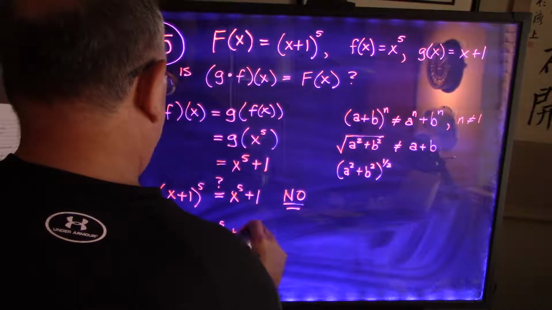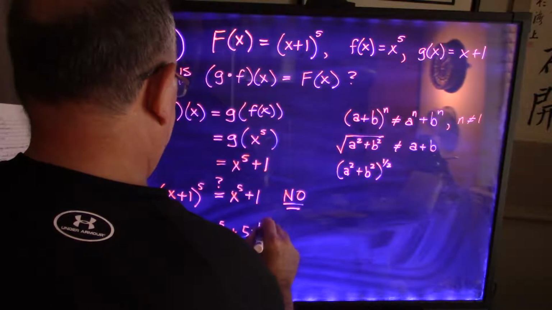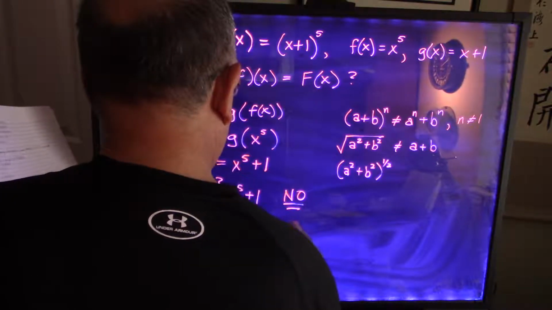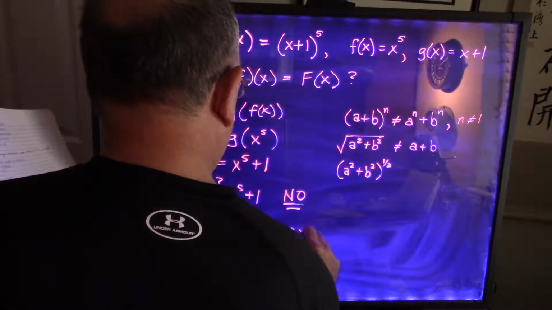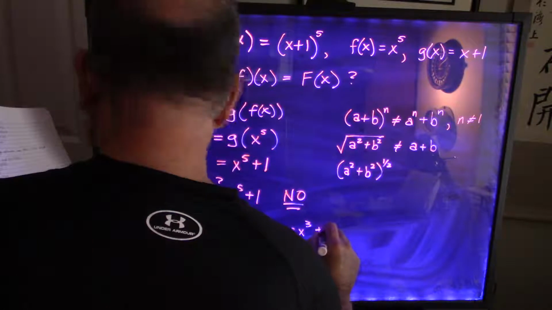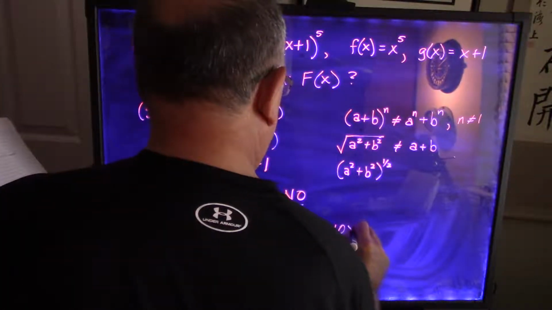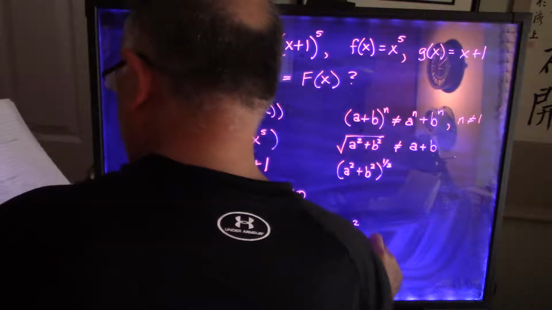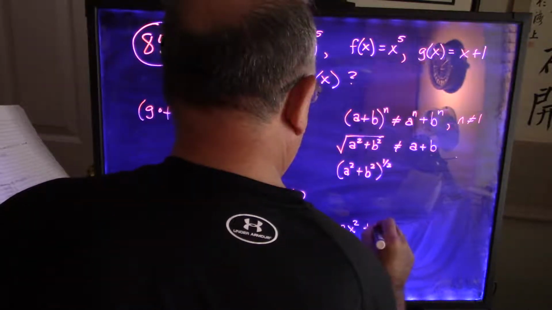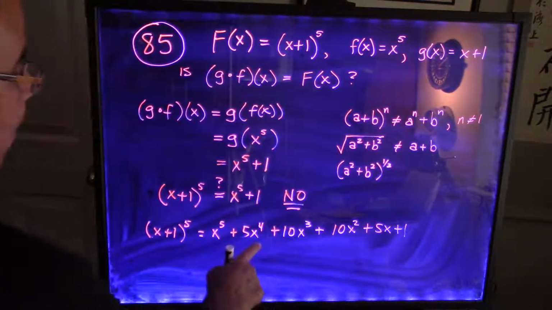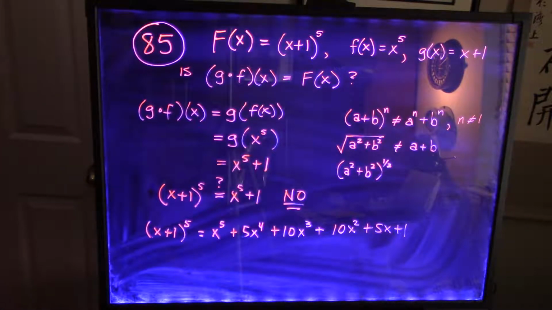x to the 5th plus 5x to the 4th plus 10x cubed plus 10x squared plus 5x plus 1. So that's a far cry from x to the 5th plus 1. That's what it actually equals.